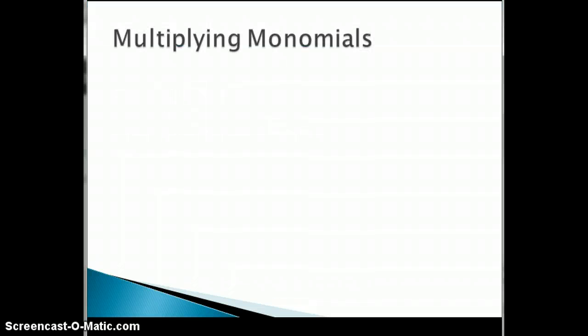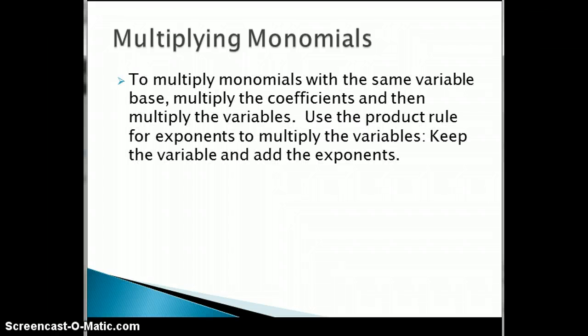So first we'll look at how to multiply monomials together. To multiply monomials with the same variable base, we multiply the coefficients and then we multiply the variables. We use the product rule for exponents to multiply the variables together, which remember says to keep the variable and add the exponents.